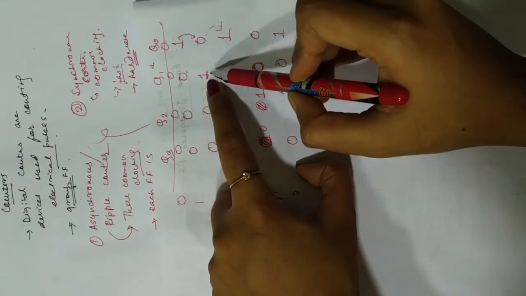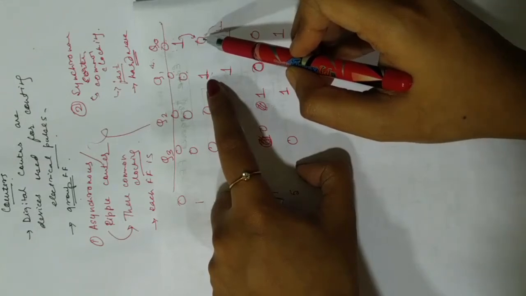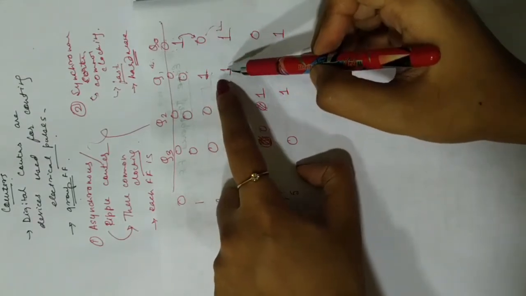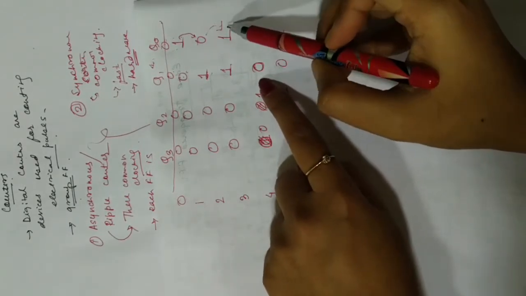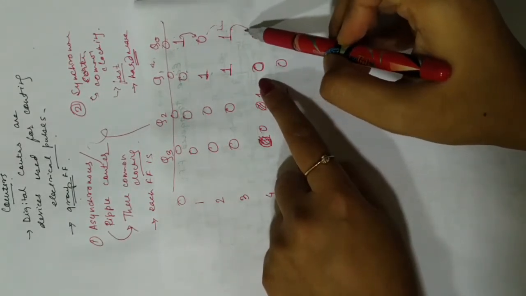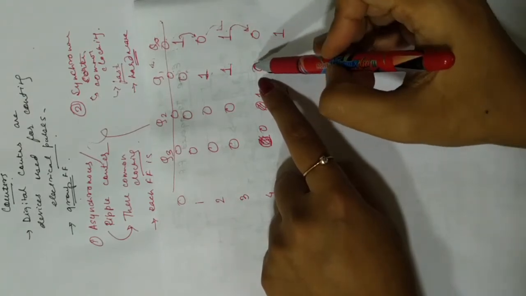Like I said, Q1 will only change when our previous bit changes from 1 to 0, right? So Q1 stays unchanged. In the fourth step, what happens? Q0 changes from 1 to 0. Again, since Q0 changes from 1 to 0, we can see our Q1 has changed from 1 to 0.